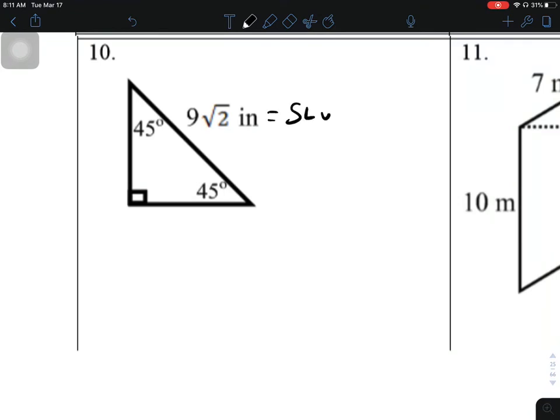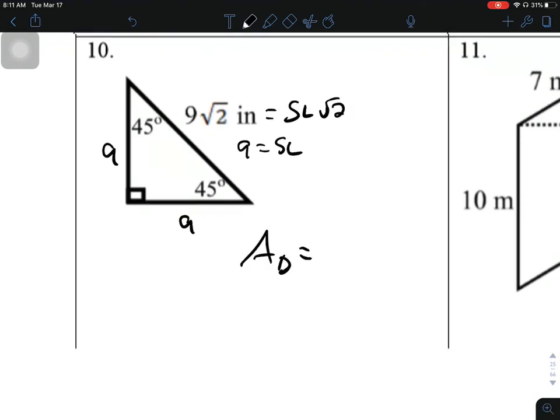This is the short leg times the square root of 2, which must mean if you divide both sides by the square root of 2 that 9 is the short leg. There are 2 short legs. Gets us an isosceles triangle.